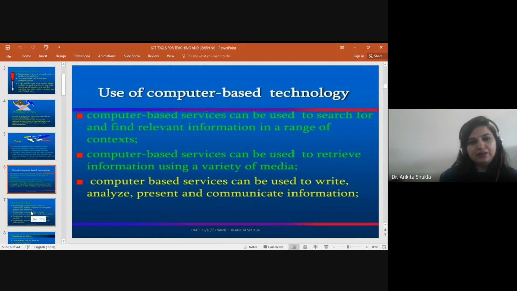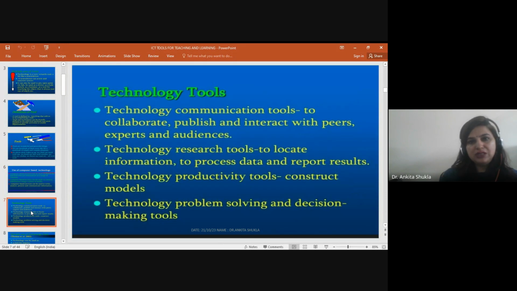Communication tools are used to collaborate, publish, and interact with peers, experts, and audiences. Technology research tools locate information, process data, and report results. Technology productivity tools construct models, and there are technology problem solving and decision making tools. So it covers satellite-based communication, terrestrial-based communication, and information technologies: radio, television, computer, internet, and mobile.